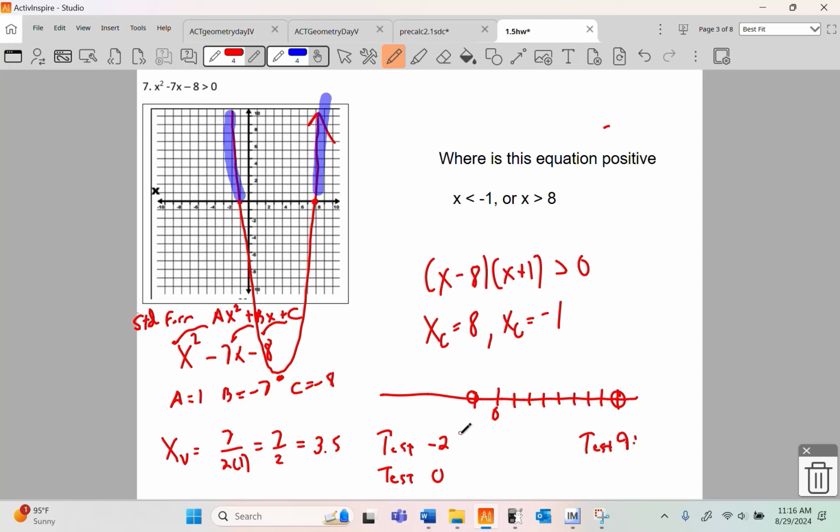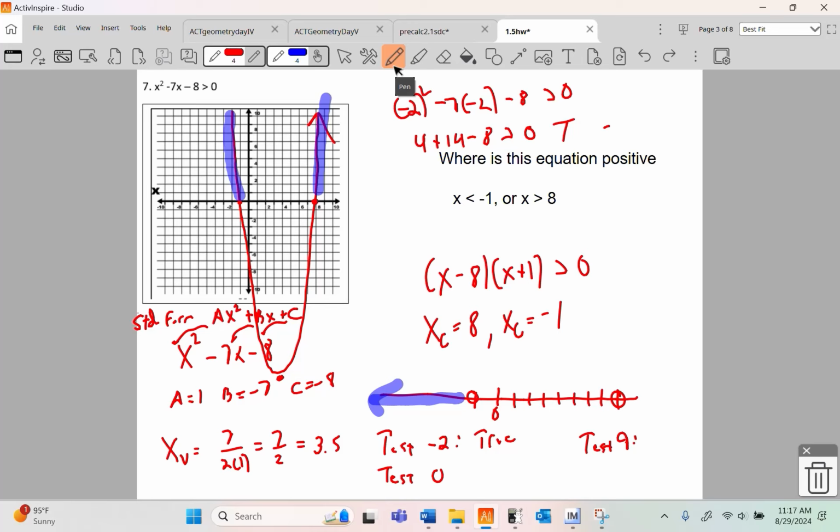So what I'm going to do here is plug a negative 2 into this equation. Negative 2 squared minus 7 times negative 2 minus 8 bigger than 0. It should be, because the graph is saying that it's going to be true. This is going to be 4 plus 14 minus 8 bigger than 0, and that is definitely true, because that's a positive number. So this is true. This is saying I can be everything there. All right?